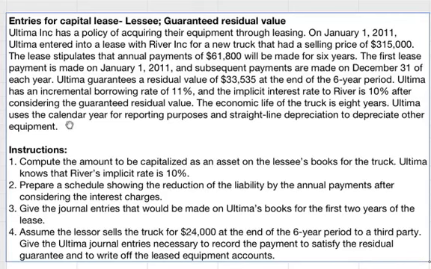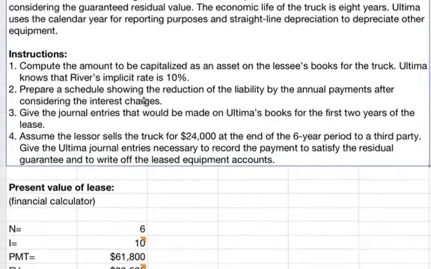Ultima has an incremental borrowing rate of 11%, and the implicit interest rate to River is 10% after considering the guaranteed residual value. The economic life of the truck is 8 years. Ultima uses the calendar year for reporting purposes and straight-line depreciation. So what we're going to do is compute the amount to be capitalized as an asset on the lessee's books, and Ultima does know that River's implicit rate is 10%.